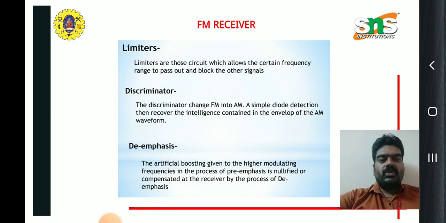Then de-emphasis. We know in the FM transmitter section, pre-emphasis is there. So in the receiver section we have de-emphasis. De-emphasis is nothing but the artificial boosting given to the higher modulating frequencies in the process of pre-emphasis being nullified. In the FM transmitter section, we artificially boost the signal, that is called pre-emphasis. And in the case of de-emphasis, it is nullified or compensated at the receiver. So de-emphasis is just the opposite of the pre-emphasis process.